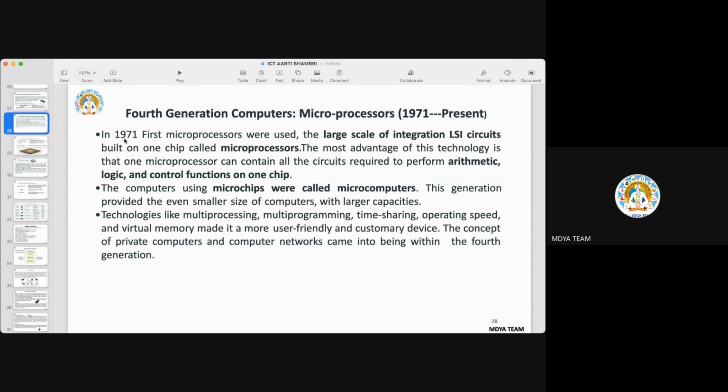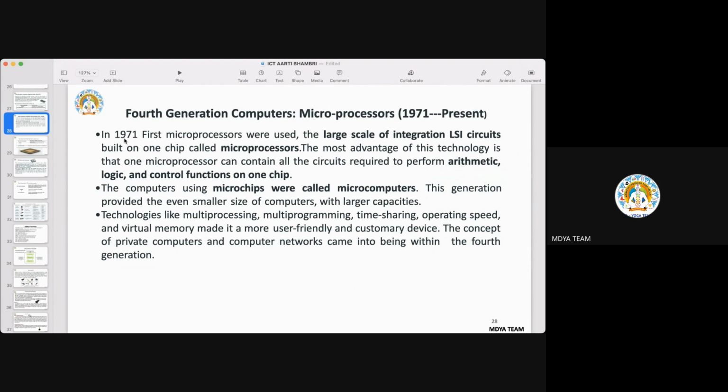Fourth generation computers, the microprocessors, much enhanced version, 1970 to present. In 1971, the first microprocessors were used, and large scale integration, LSI, circuits were built on a single chip. That means the number of switching devices is more as compared to the third generation, and that's why the speed and memory of the computer, the data handling capacity, and storage capacity get increased.